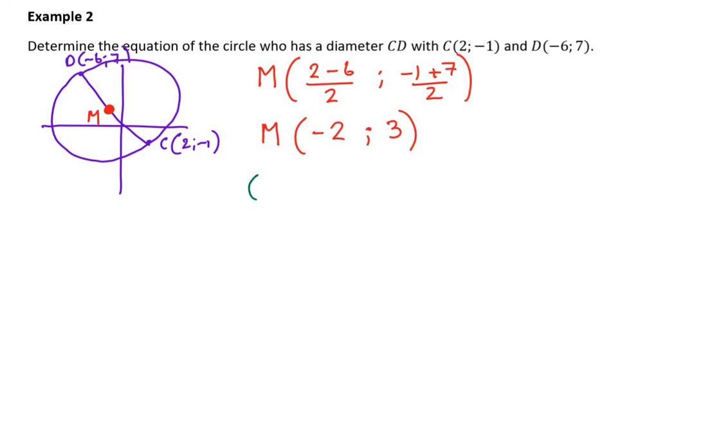So let me write down what I have so far. So far I know my circle is x plus 2. Don't forget that it's minus minus, so it becomes a plus. And this is y minus 3 squared equals r squared. So the only thing I don't know is r squared. Now, when I first thought of doing this, I thought of finding the distance between C and D, because that would be the distance of my diameter. And then I'd halve it to get my radius, and then I can square it to get r squared.